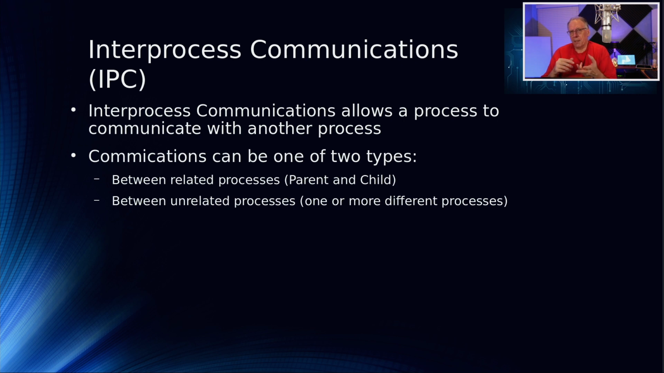The second type that you have is one between unrelated processes that are written by different developers. They have nothing to do with one another. You're just taking data from one and passing it to another. And so that's the second kind of IPC that you have.